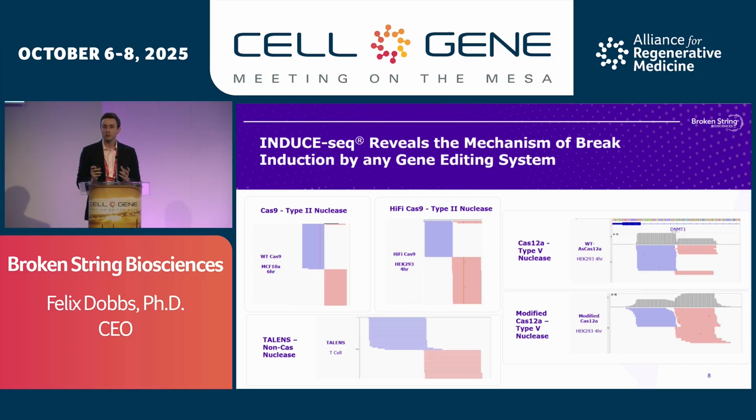And so the data on the side here is just some examples looking at a range of editing systems, from your standard Cas9 nuclease on the top left, through to a range of modified and different CRISPR systems like type 5 nucleases and even things like TALENs.